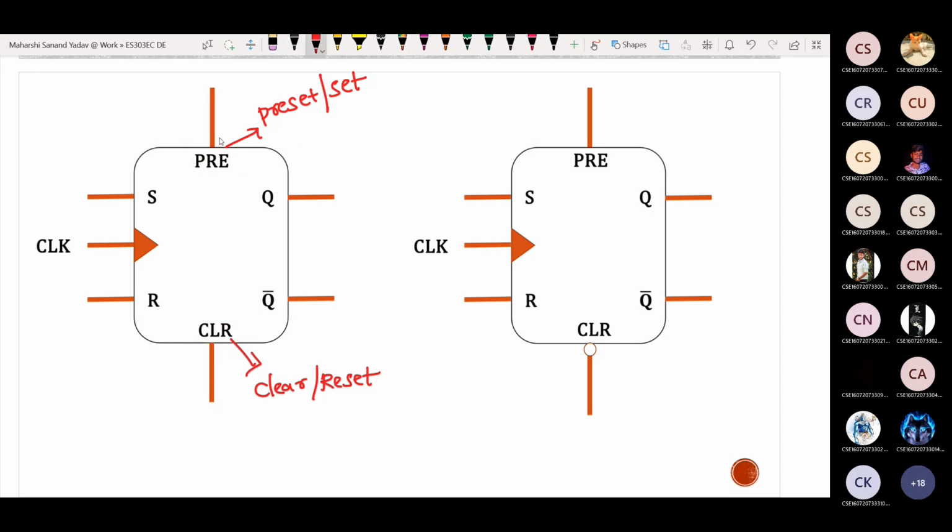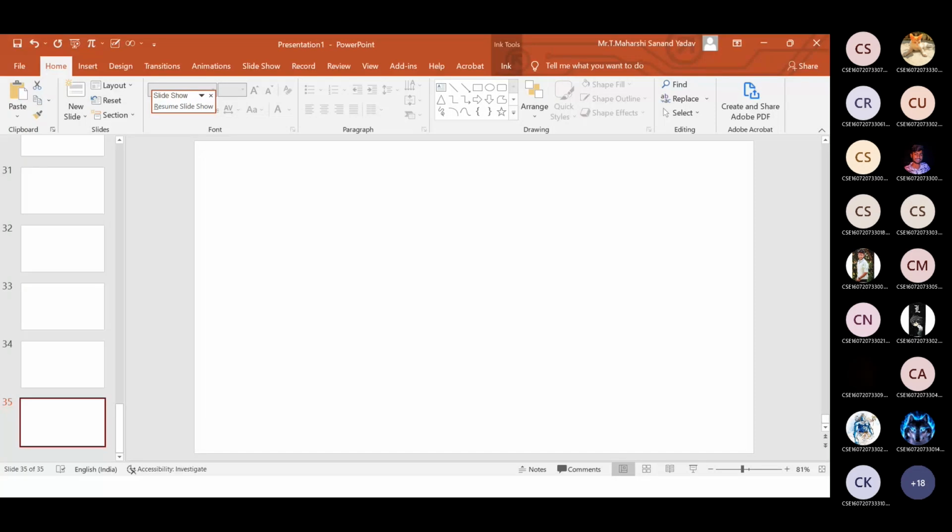Here one unknown is there. So I'll apply preset equal to 0 and preset equal to 1. Similarly, I'll take clear equal to 0, clear equal to 1. You tell me what will happen if preset is equal to 0 and clear is equal to 0. Yes, I want to tell you some on and off conditions.